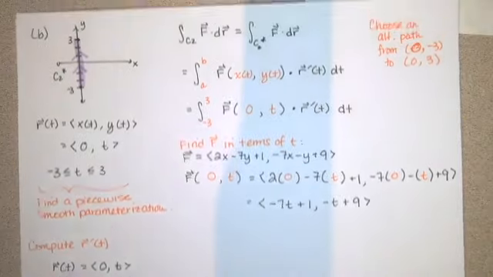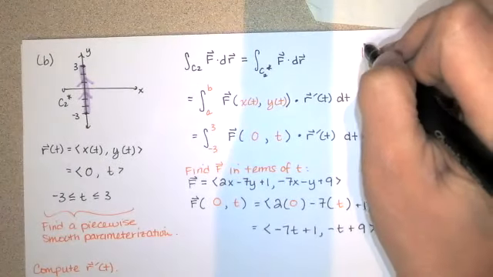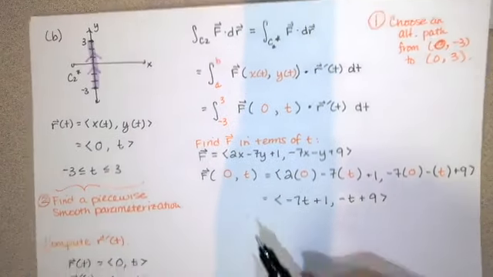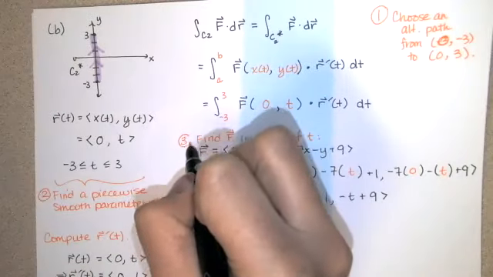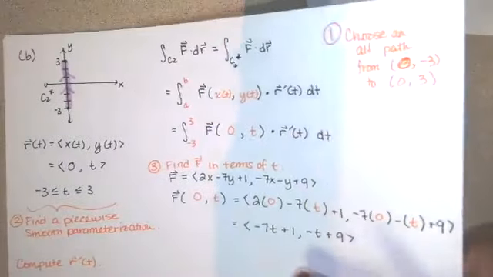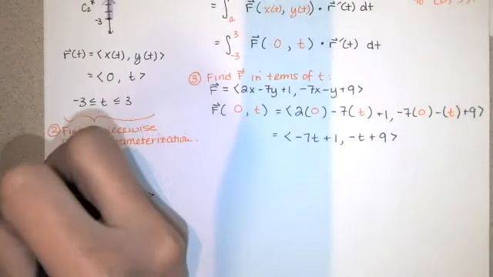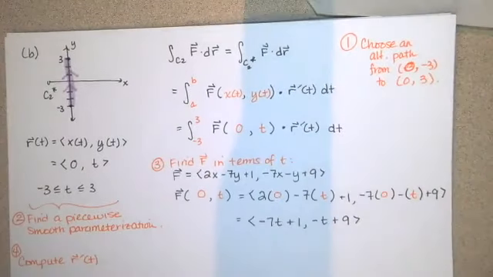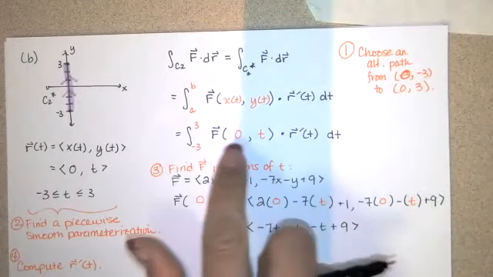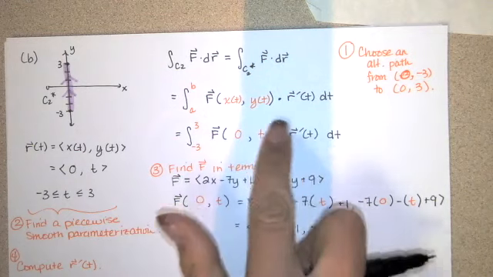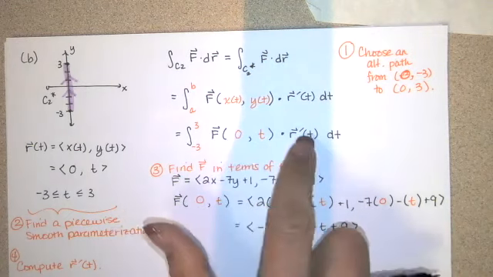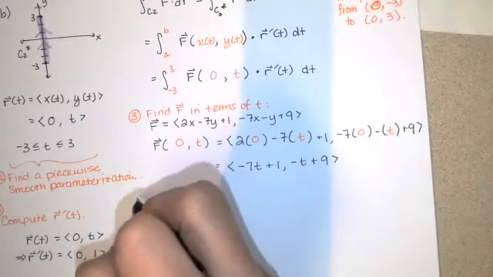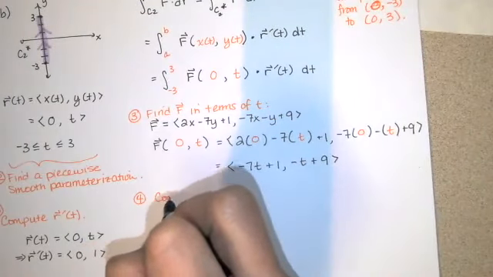Now I know our steps are sort of all over the place. This was our first step. The second step was to find that piecewise smooth parameterization. Then we found f in terms of t. Now we're computing r prime. When I look at this, I love this because it tells me exactly what to do. It says find f in terms of t, find r prime. Then the next thing it tells me to do is take the dot product of those guys. So I'll dot f with r prime.